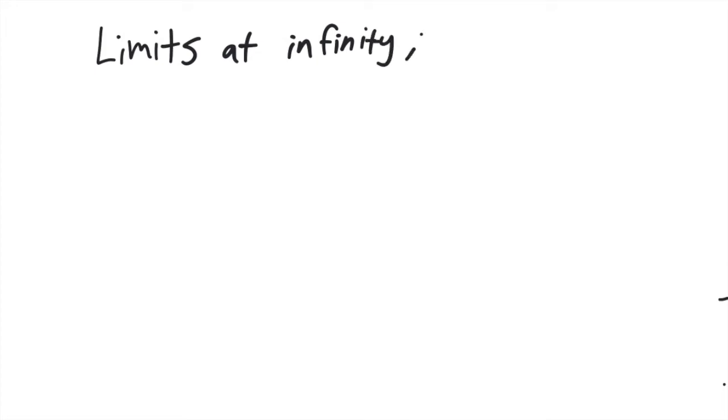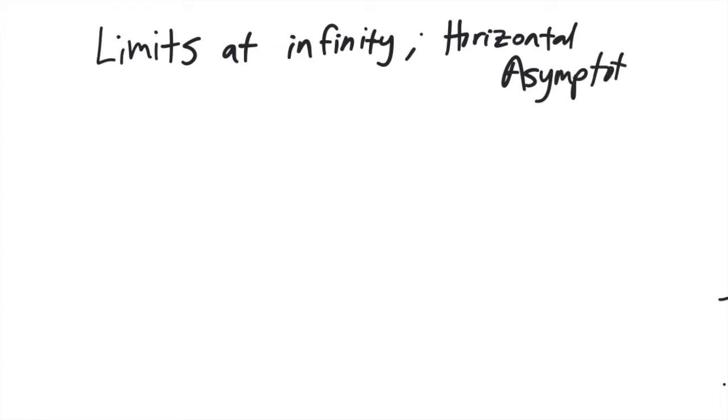So this section is going to be called limits at infinity. And I'll put a little semicolon and talk about horizontal asymptotes. And I would actually kind of group slant asymptotes or oblique asymptotes into this category as well. Those are both kind of talking about end behavior as well.